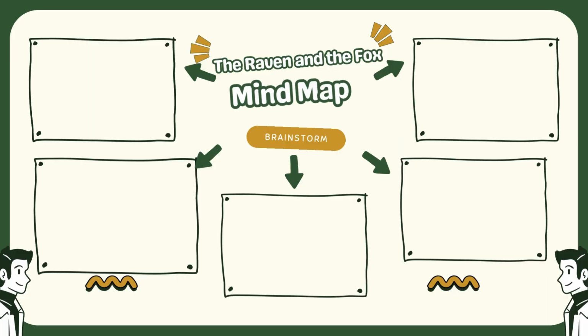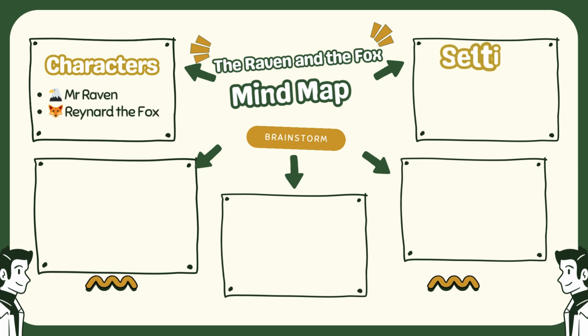Mind map. Characters: Mr. Raven, Reynard the Fox. Setting: a tree in the forest. A morsel, food, in Raven's beak.